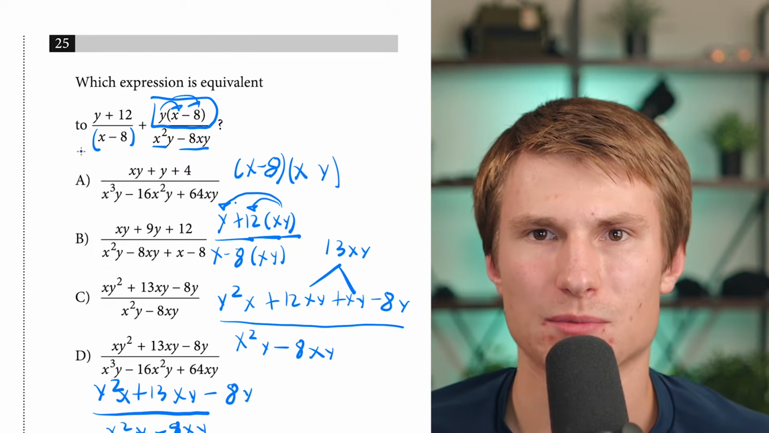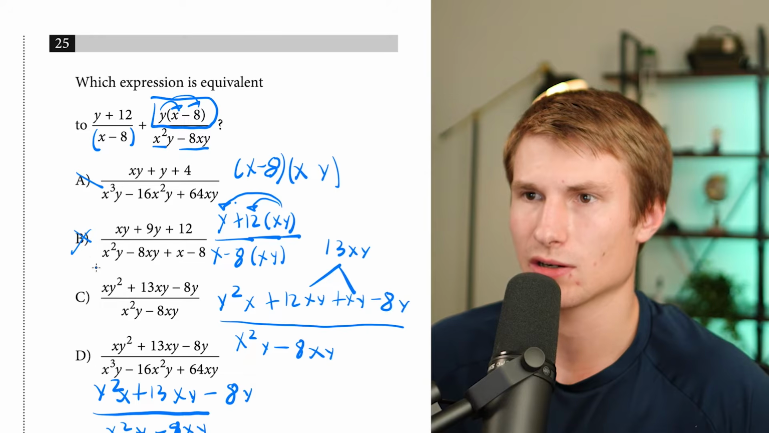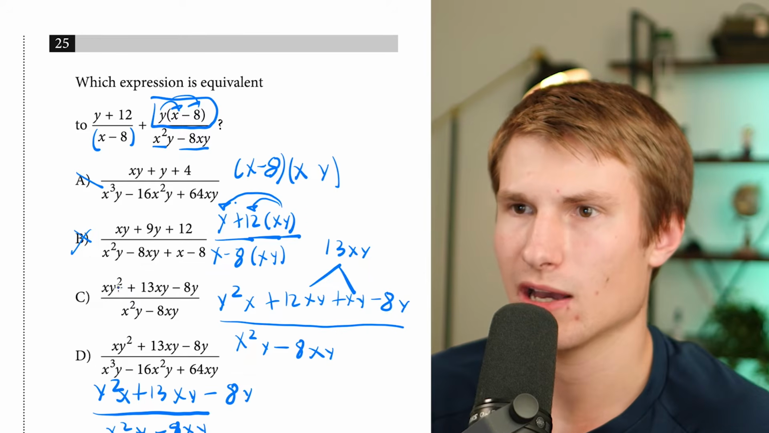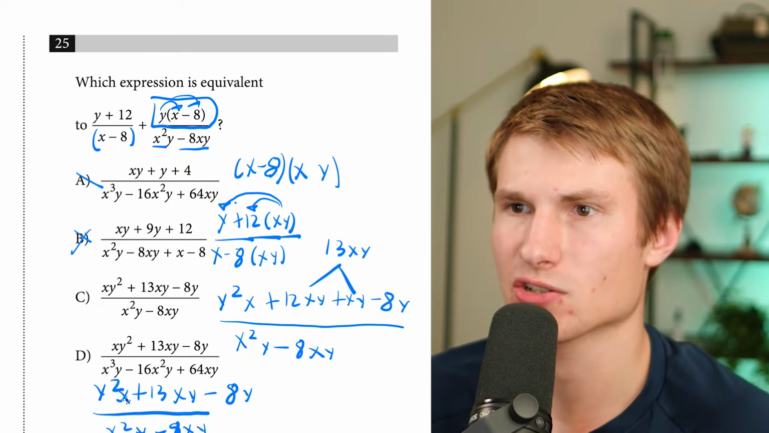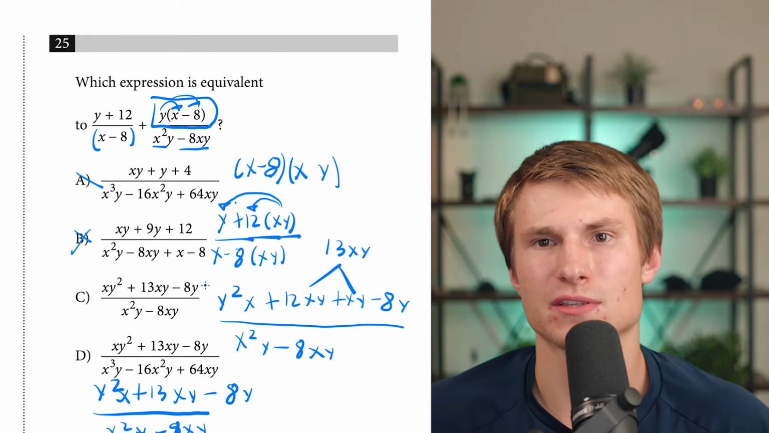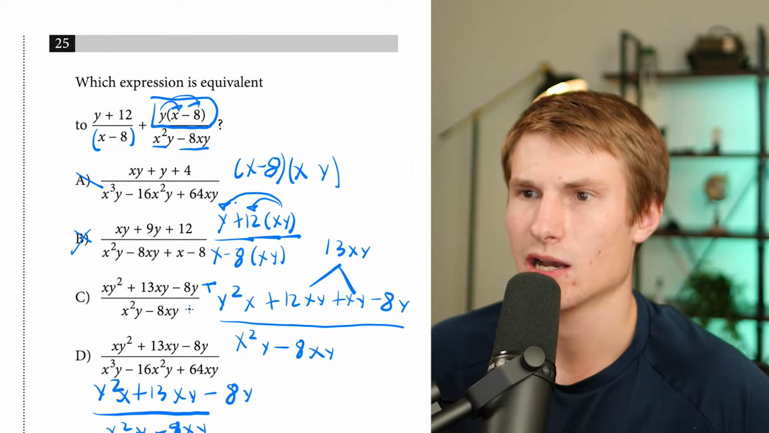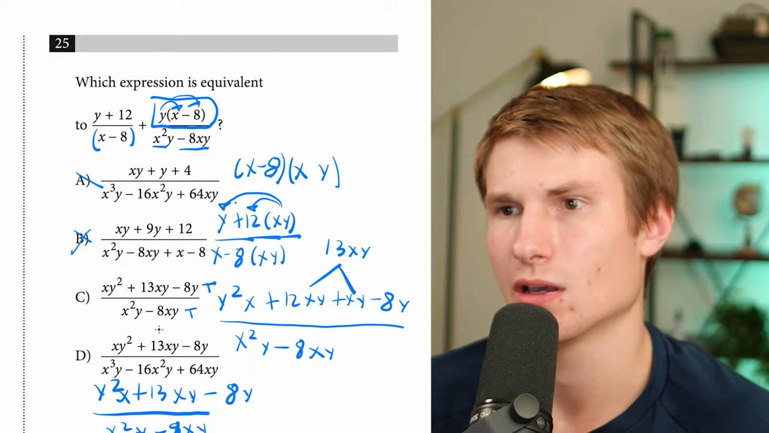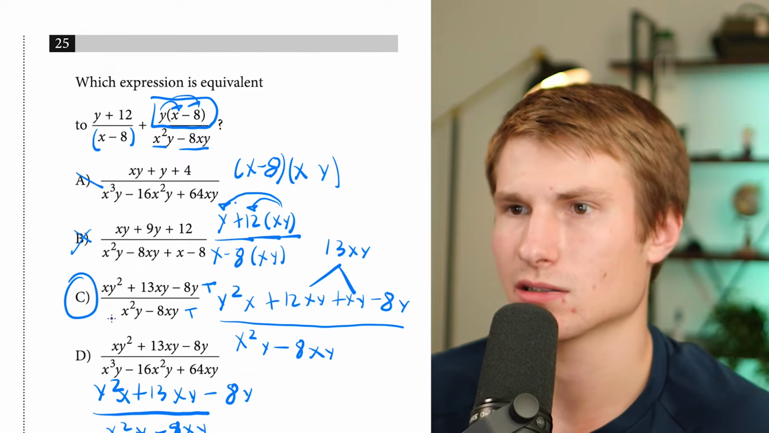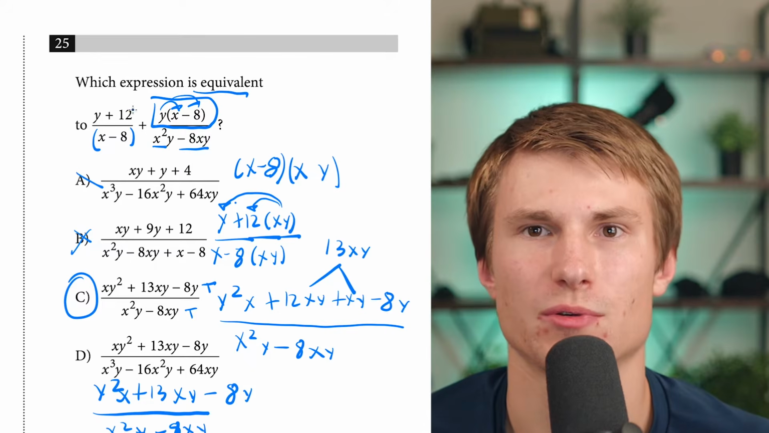All right, so from here, let's go ahead and run through our options. Option A, incorrect. B would be incorrect. C, we have xy squared, which is the same as y squared x, plus 13xy, yes, and then minus 8y. So that numerator is true. Let's take a look at if the denominator matches. X squared y, minus 8xy. Okay, so yes, answer choice C is correct. That is an equivalent expression to what we have written here.